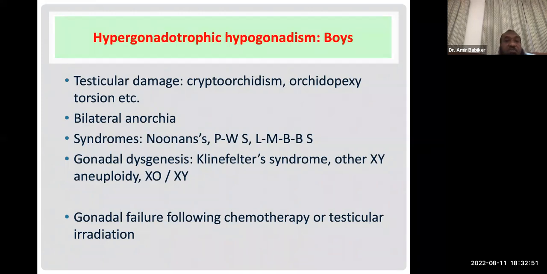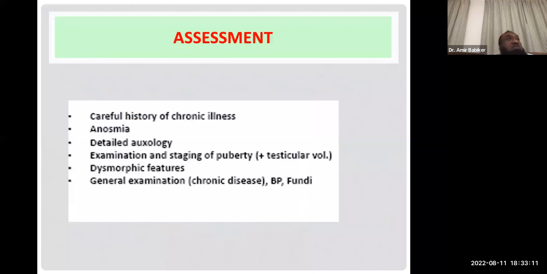Hypergonadotrophic hypogonadism in boys can result from testicular damage due to surgery, orchidopexy, cryptorchidism or torsion, or in some syndromes like Prader-Willi, Laurence-Moon-Biedl, or Noonan, okay, or Klinefelter, or gonadal failure with chemotherapy, etc. So it is usually something physical that affects the testis peripherally. But the commonest is constitutional delay with hypogonadotrophic hypogonadism. But hypergonadotrophic hypogonadism in girls is common.